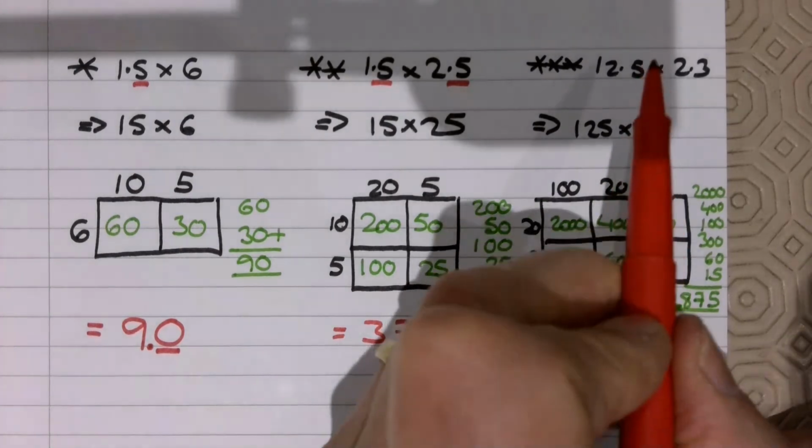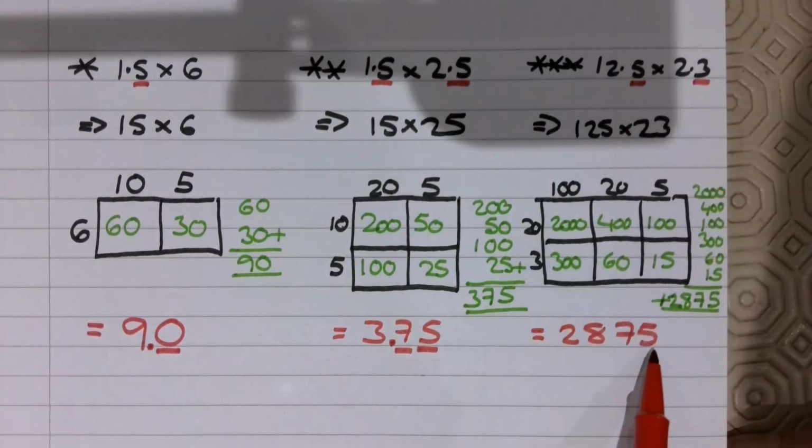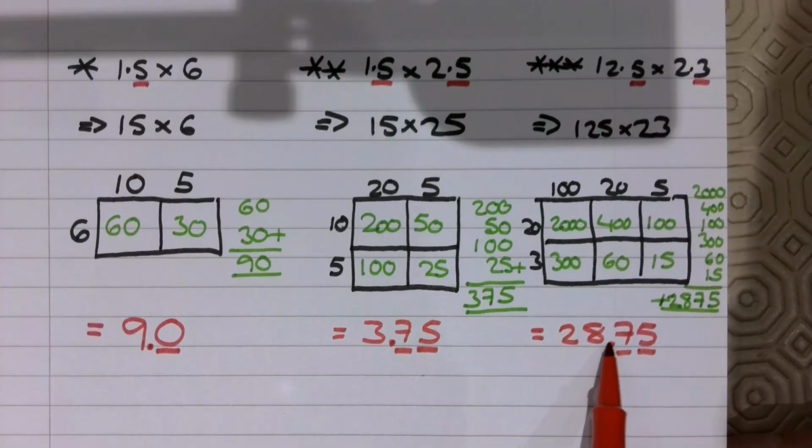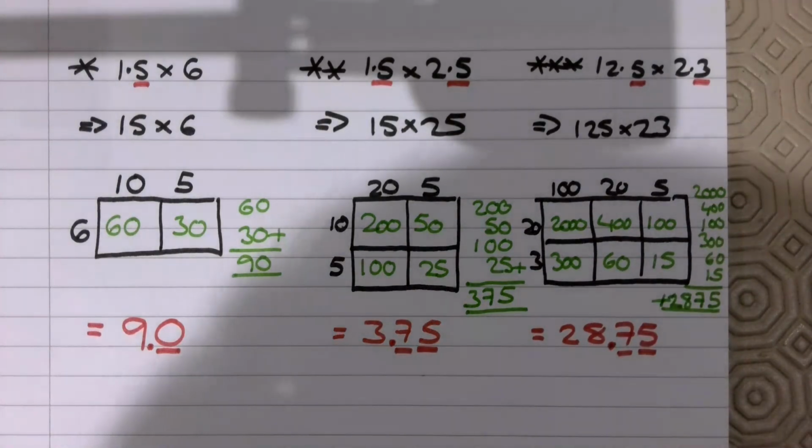Go back to the question, underline all the digits that are decimals, and then in the answer we must have the same number of decimals, so the decimal point must be there. So there you go, we've done all 3 examples for the 1-star, 2-star and 3-star questions.